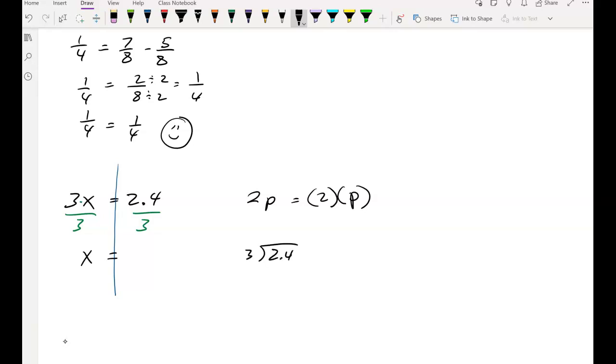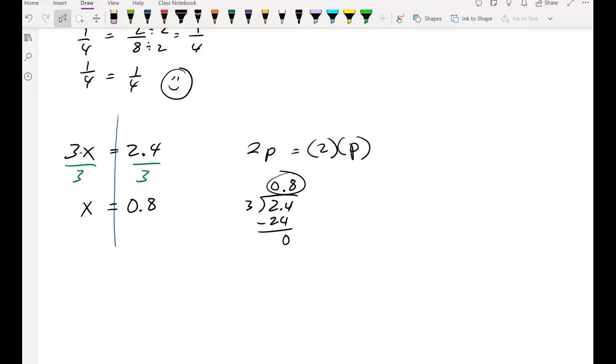2.4 divided by 3. 3 goes into 2 0 times. Decimal, 3 goes into 24 8 times. 3 times 8 is 24. 24 minus 24 is 0. There we go. X is 0.8. Okay. So is that the right answer? Well, let's hope so. We're going to check it.